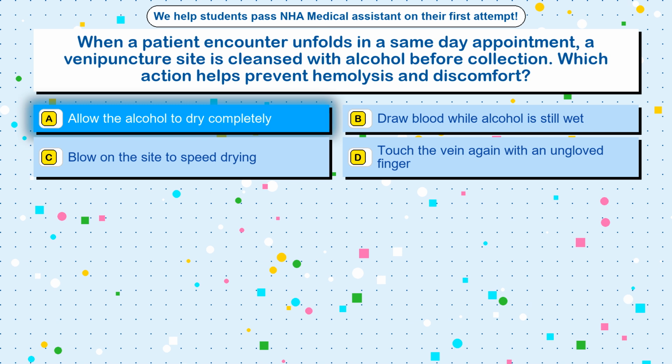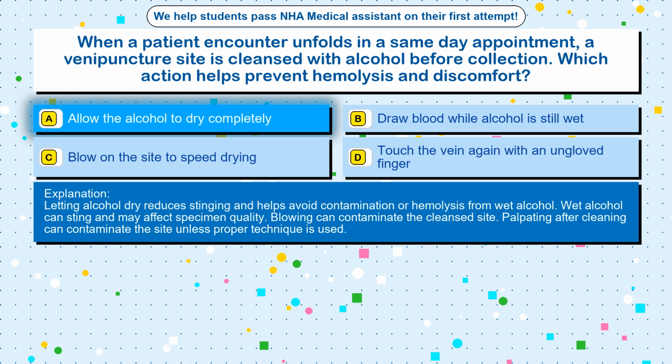The correct answer is option A, allow the alcohol to dry completely. Letting alcohol dry reduces stinging and helps avoid contamination or hemolysis from wet alcohol. Wet alcohol can sting and may affect specimen quality. Blowing can contaminate the cleansed site. Palpating after cleaning can contaminate the site unless proper technique is used.